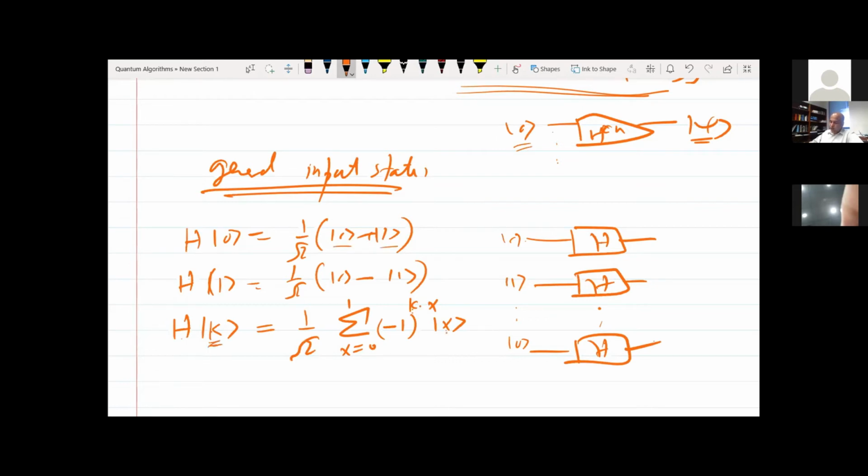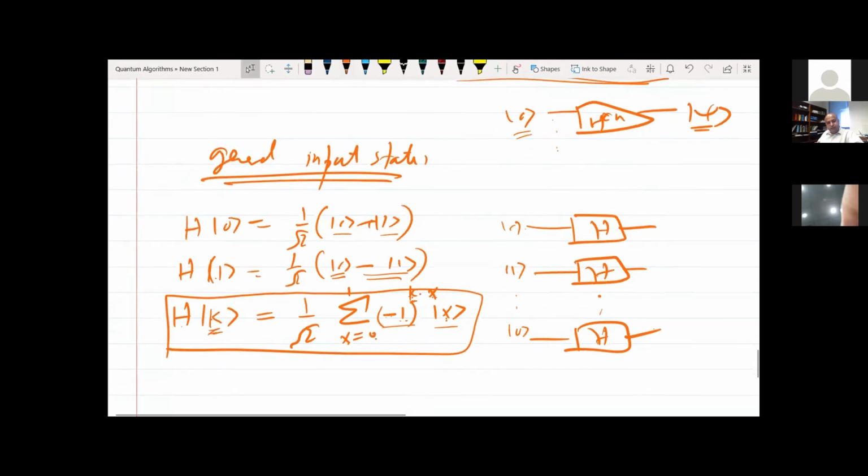But when k is 1, we have the second case. So when x is 0, 1 into 0 is 0. So minus 1 power 0 is 1. So we recover the first qubit when x is 0. And when x is 1, k is already fixed to 1. So 1 into 1 is 1, and minus 1 power 1 is minus 1. So this becomes minus. So I recover the second state. So it means I can write the Hadamard on a general qubit state k like this.